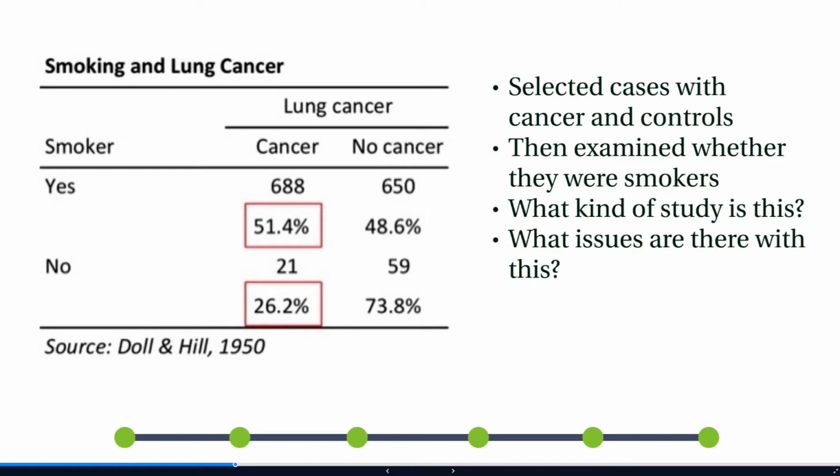So what kind of study is this? We conditioned on the fact that they had cancer, and we looked retrospectively as to whether or not they were a smoker. What kind of issues are there with this? So think about some of the issues that arise from conditioning on the outcome and then looking backwards to see for the exposure.